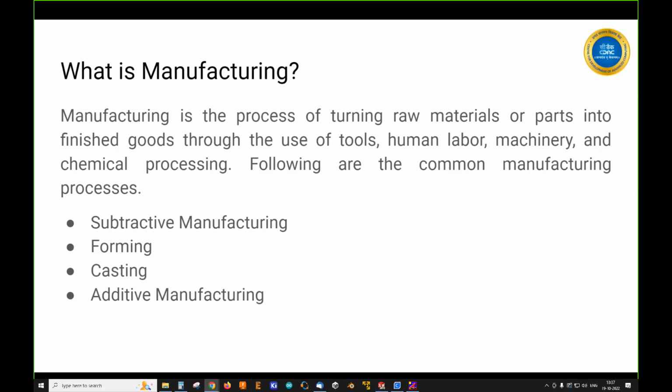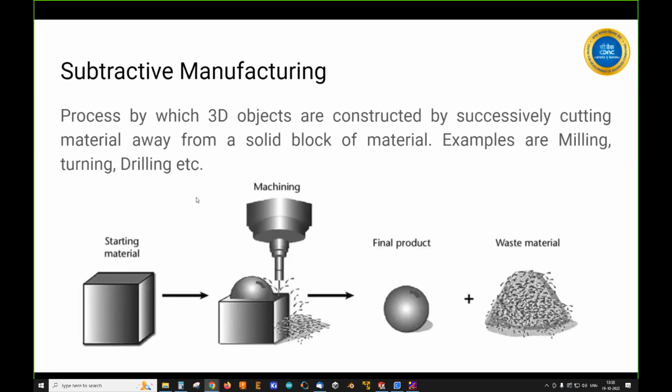Anyhow, I'm going to show you some generally used manufacturing processes here. You can see that the most commonly used manufacturing process is subtractive manufacturing. I'll explain in detail what subtractive manufacturing is. The next one is forming. Next one is casting. And one of the latest manufacturing technologies is called additive manufacturing. So first we will discuss subtractive manufacturing.